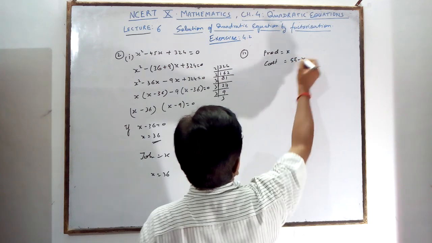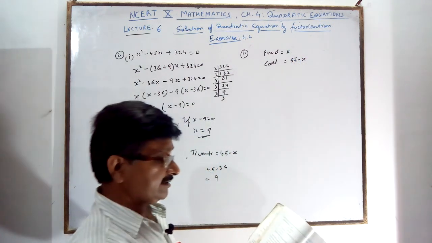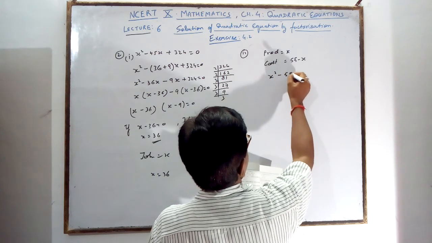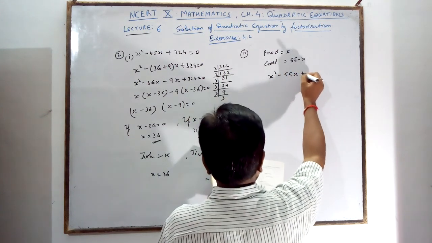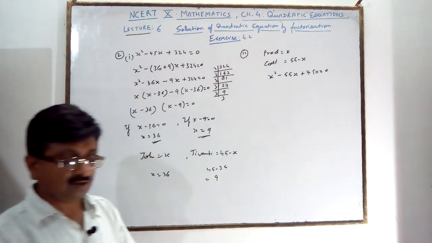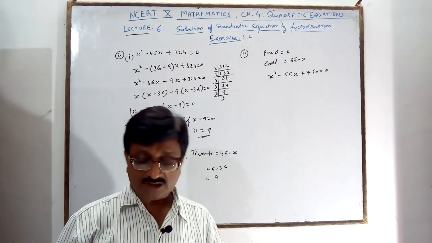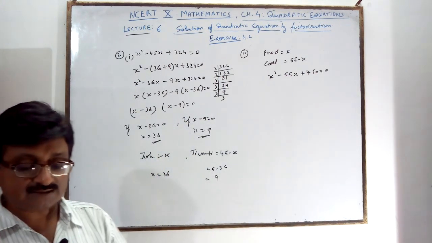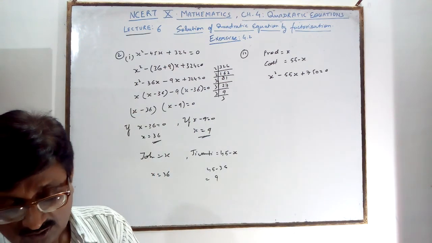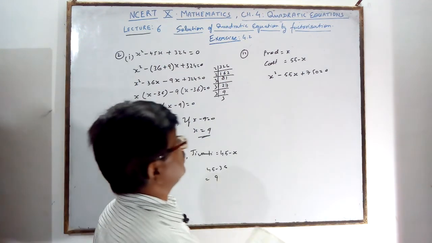By this you have got the equation x square minus 55x plus 750 is equal to 0. It was the equation you got in the previous question, though it is not given here. So you are seeing this type of question. So now what will you do here?